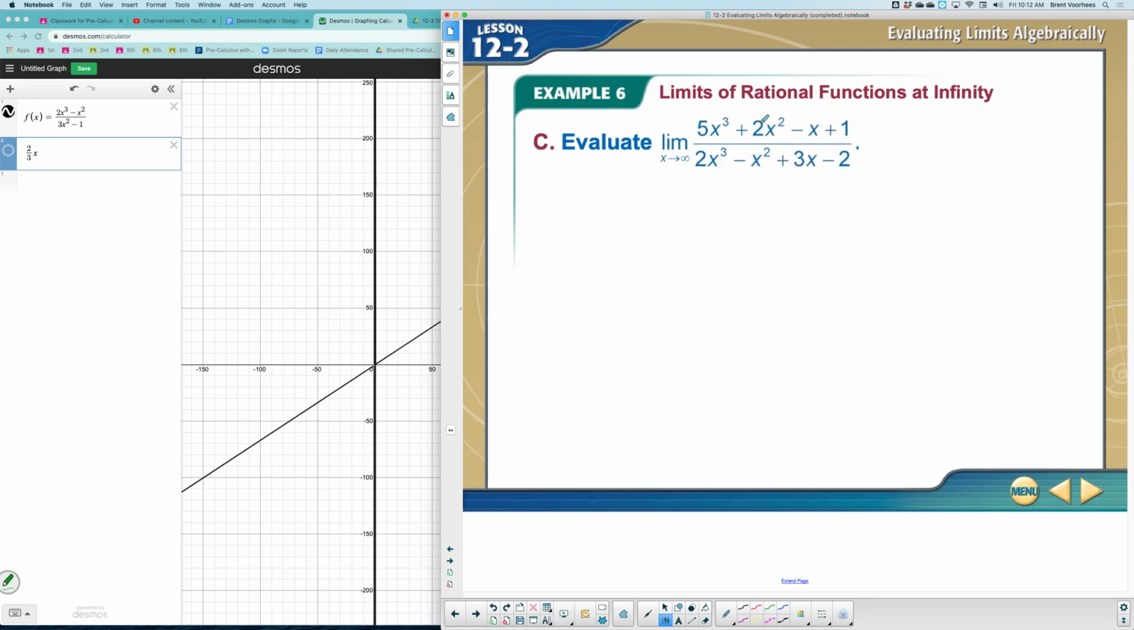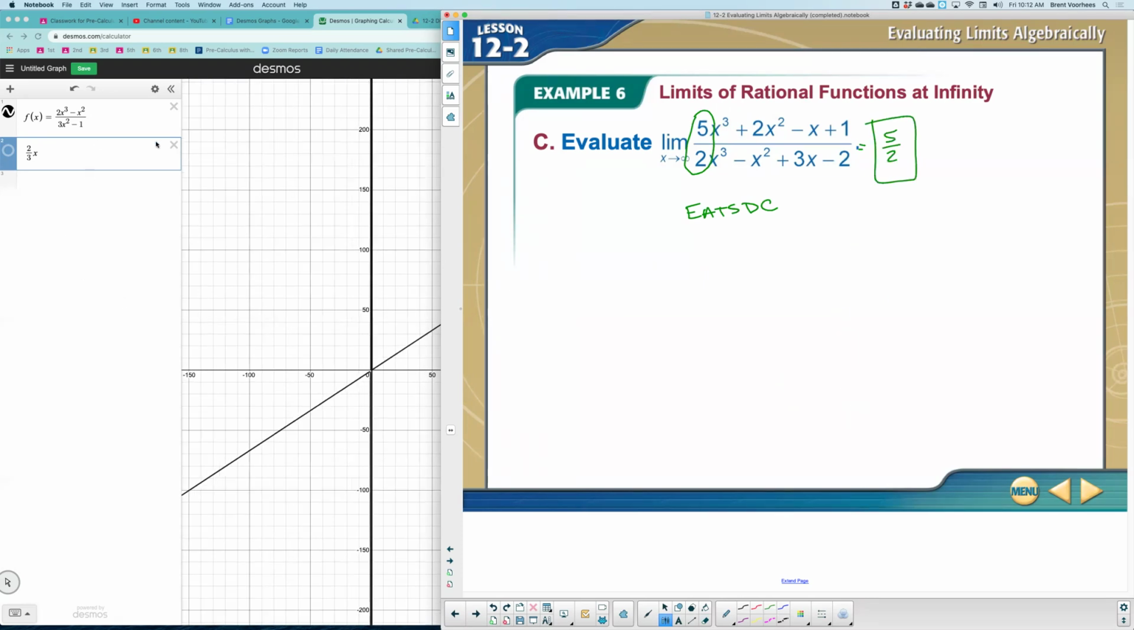I'm looking at the leading terms. It looks like here's my leading terms right there. So this one, the exponents are the same. Exponents are the same. So what we'll do is we'll divide our coefficients. So the answer is actually going to be 5/2. So all this would equal 5/2. Let's check just to make sure.